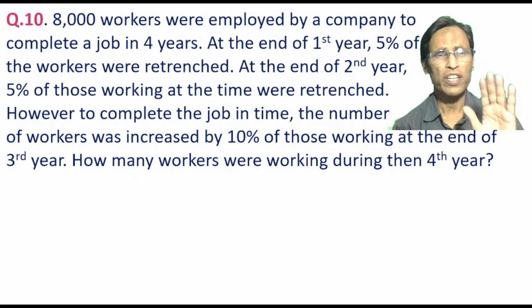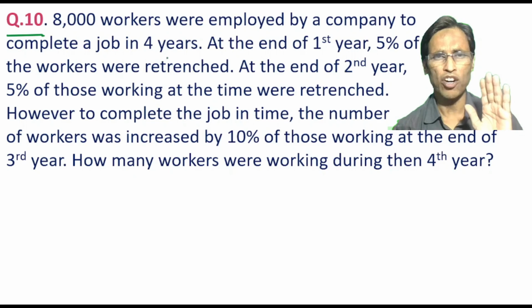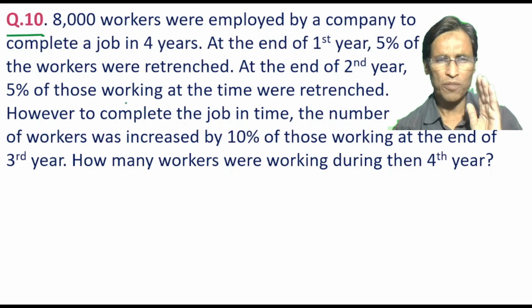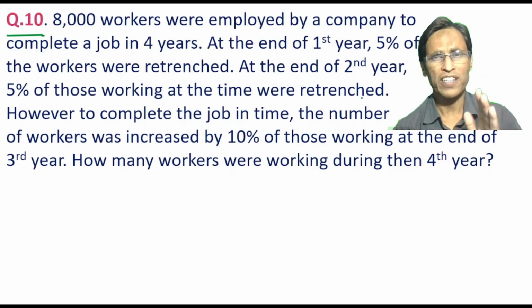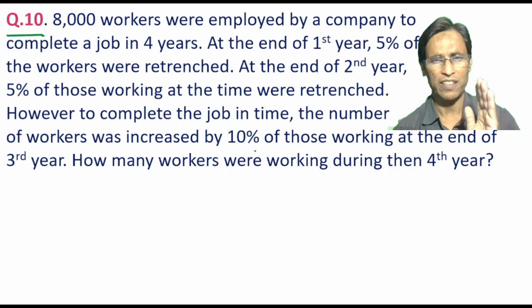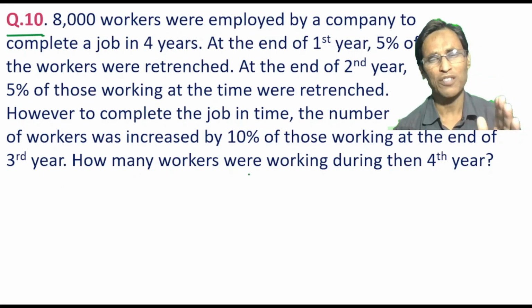Now we come to the next and last question. Question number 10. 8,000 workers were employed by a company to complete a job in 4 years. At the end of first year, 5% of the workers were retrenched. At the end of second year, 5% of those working at the time were retrenched. However, to complete the job in time, the number of workers was increased by 10% of those working at the end of the third year. How many workers were working during the fourth year?